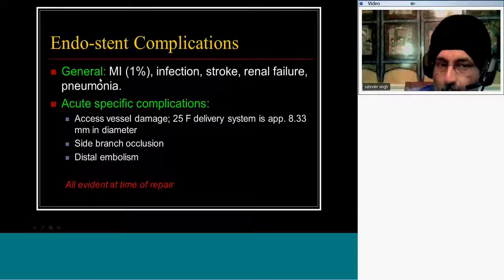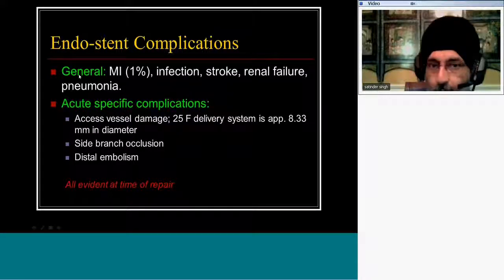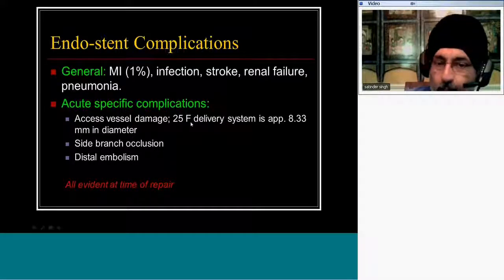What are the complications of endostent? You can have general complications for any major procedure, or acute specific complications related to the endostent. Access vessel damage can occur because the delivery systems are very large, 25 French or more, approximately 8 centimeters in diameter. I think this can be a big problem.